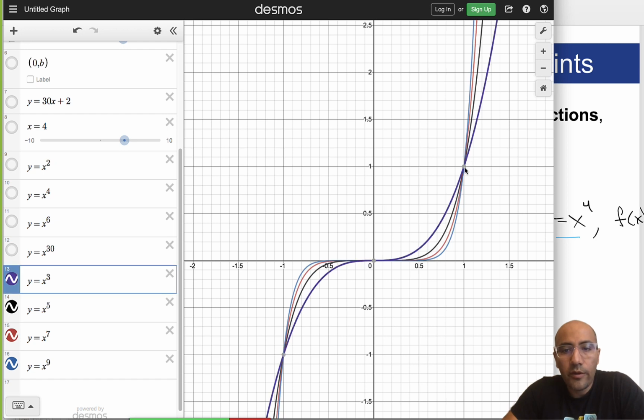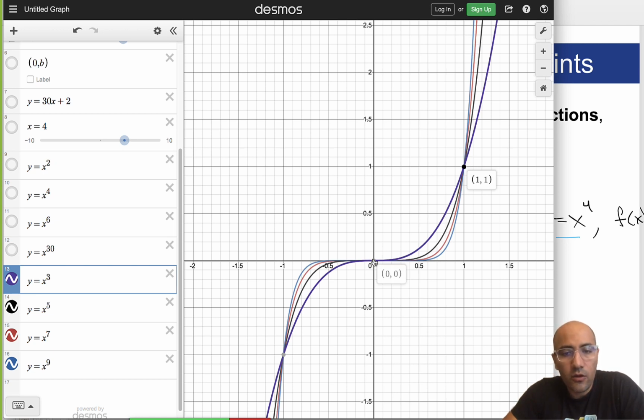So they all go through the point 1, 1. The original one is this purple one. That's x to the power of 3. And then x to the power of 5, and x to the power of 7, and then x to the power of 9. So the bigger the power, the faster it goes toward the x-axis and squares off around here. The bigger the power, the faster it goes toward infinity in this zone over here.